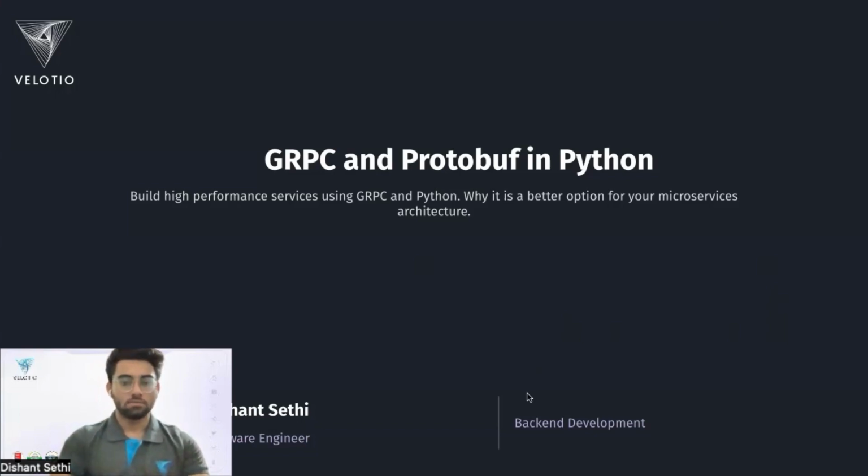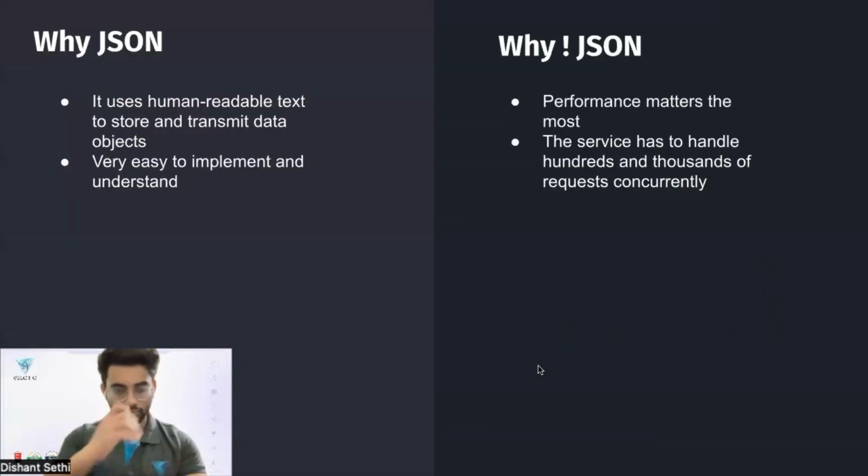Right. So let's start with JSON. JSON is a simple data object which is used to transfer data over the wire to other services. It is very easy to implement, very easy to understand. It is human readable. But does that mean JSON is the only solution we have for each and every problem statement we have? The answer is no.